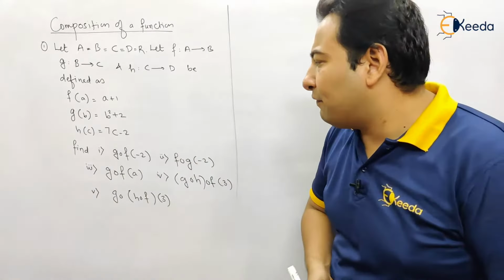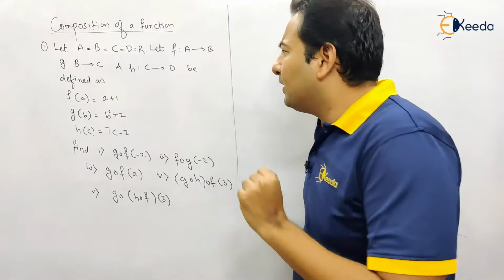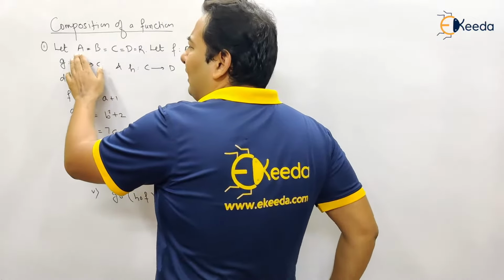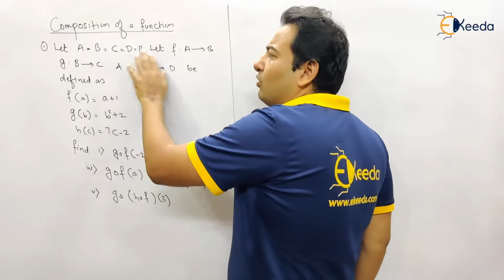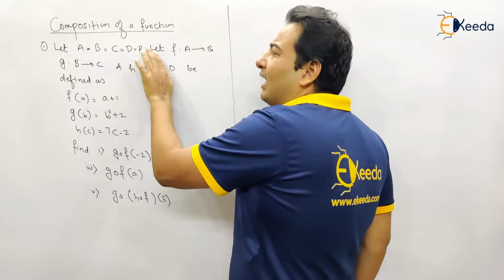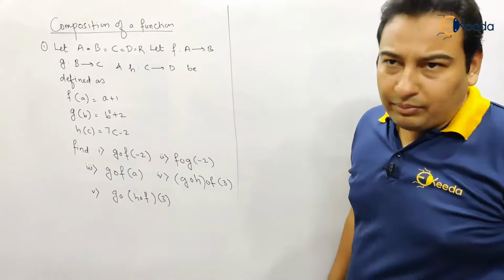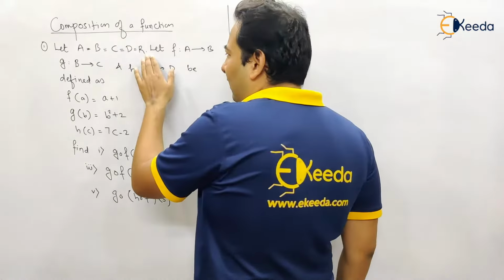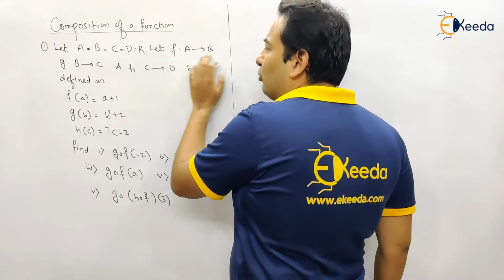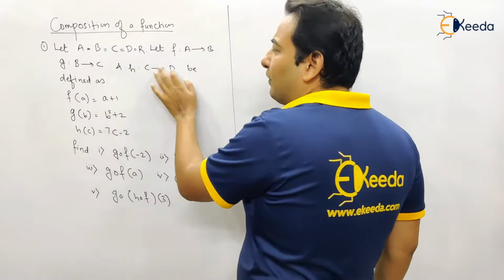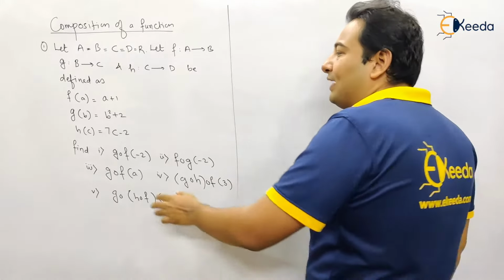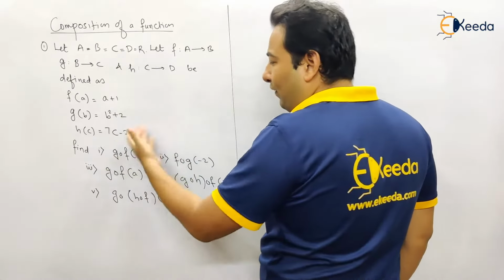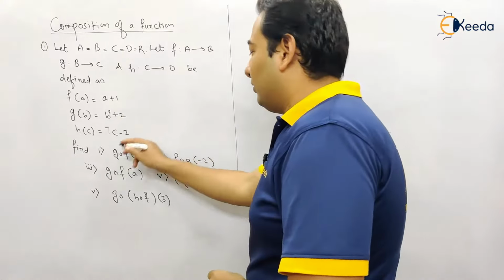A problem is given in front of you, a very simple problem. Here, given let A is equal to B is equal to C is equal to D. Four sets are there and they are all real numbers. F is a function from A to B, G is a function from B to C, H is a function from C to D, and it is defined as follows. We need to find these particular things.